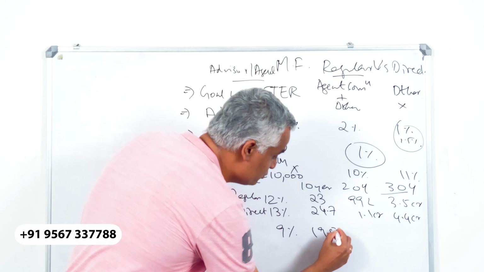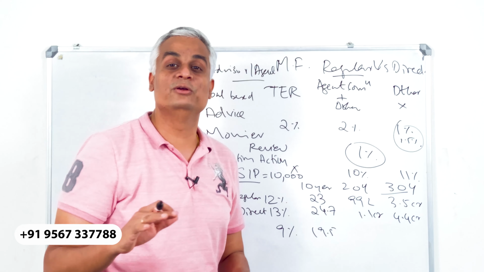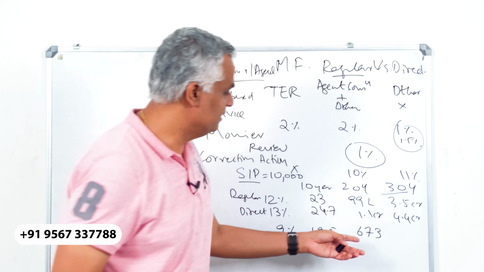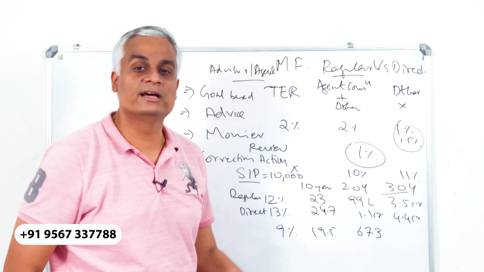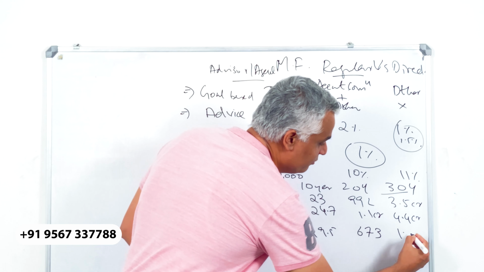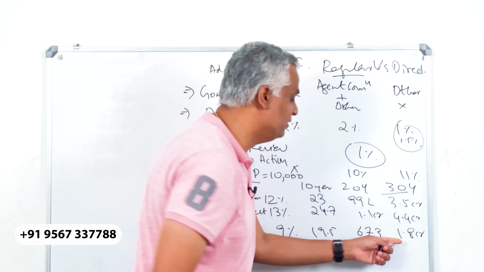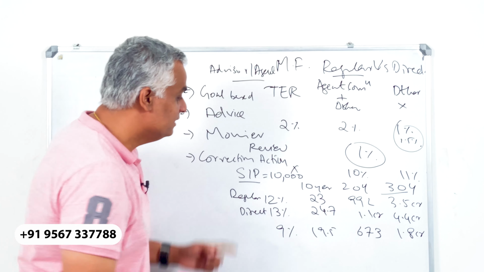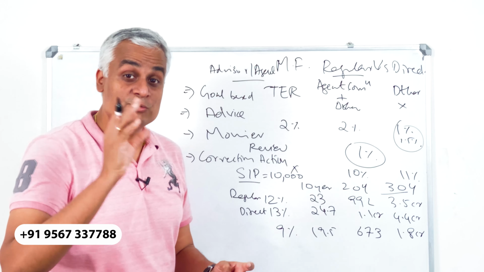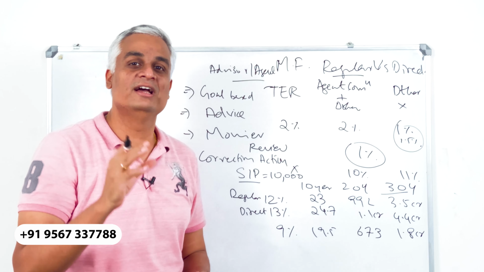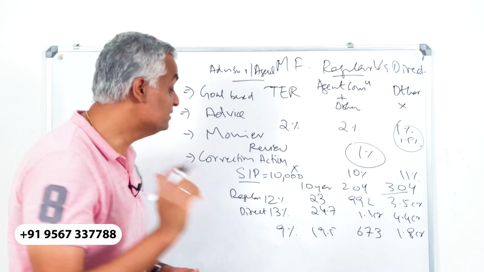Here it will reduce to less than 67 lakh rupees, and here instead of 3.5 crore, it will become 1.8 crore rupees. This is a huge difference. We try to reduce the cost, but reducing the cost affects the quality of the fund and the quality of the return. So that is the difference.